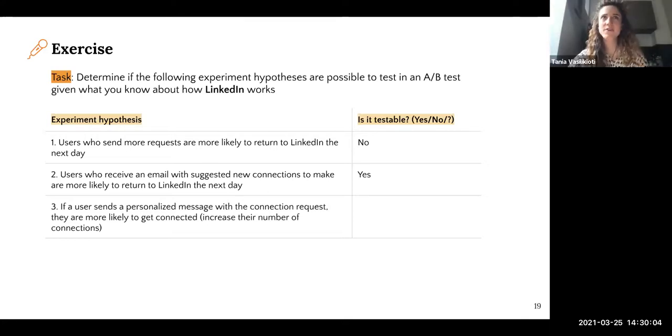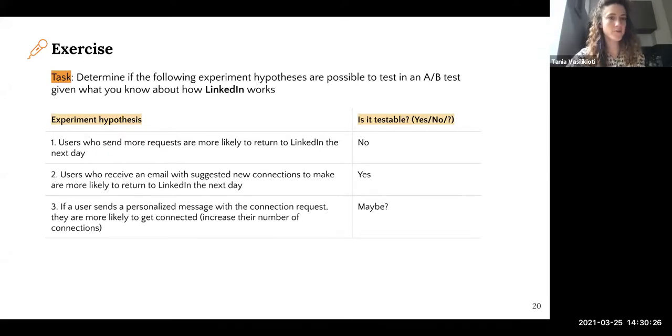So it's as if we are introducing another factor, whereas the only factor we want to vary between our groups is our intervention. Okay, and then this third one: if a user sends a personalized message with a connection request, they're most likely to get connected, more likely. I said this one would be maybe, because maybe we can actually trick it.